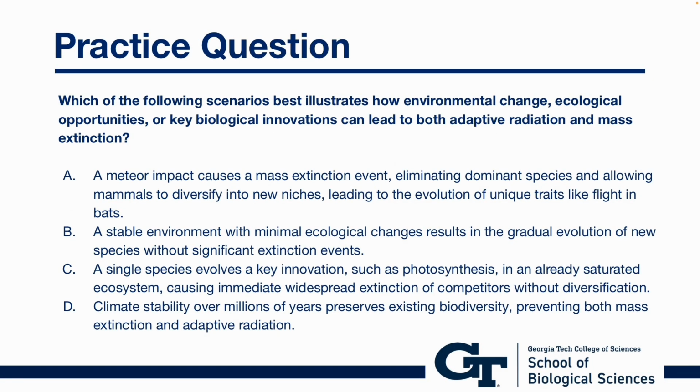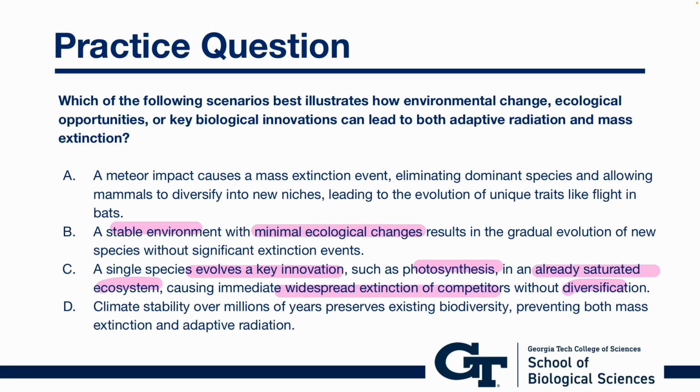So again, here is a practice question on how something can cause an adaptive radiation. Looking at it, what causes the most niches to be available? Looking at these immediately, we see a stable environment. No, because there's not a lot of niches being freed up. Minimal ecological changes. A single species evolves a key innovation such as photosynthesis in an already saturated ecosystem. So right here, this is going to cause a massive mass extinction, but we're not diversifying.